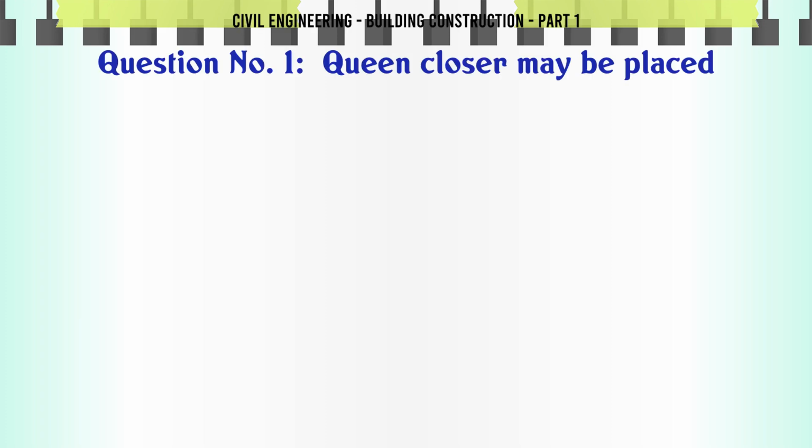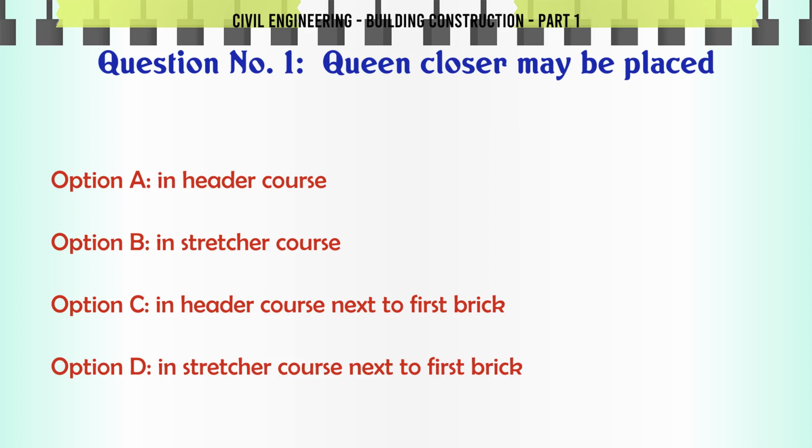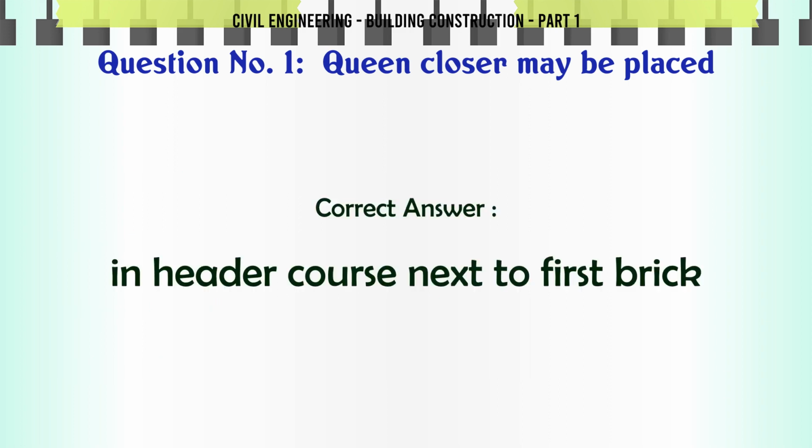Queen closer may be placed. A. In header courses. B. In stretcher courses. C. In header courses next to first brick. D. In stretcher courses next to first brick. The correct answer is in header courses next to first brick.